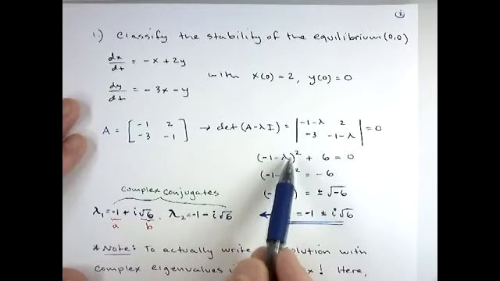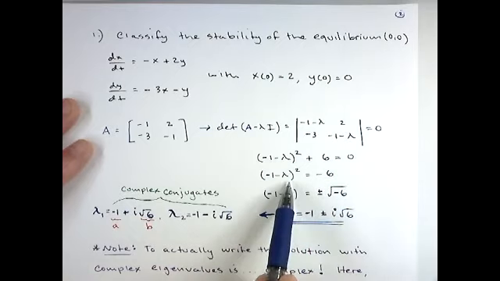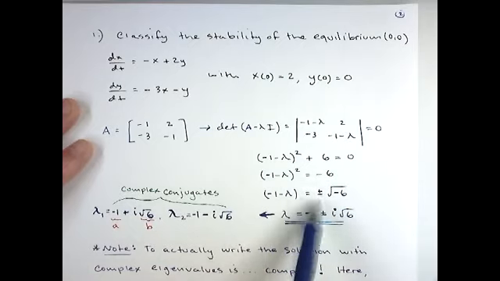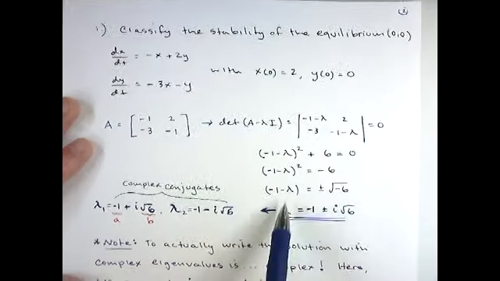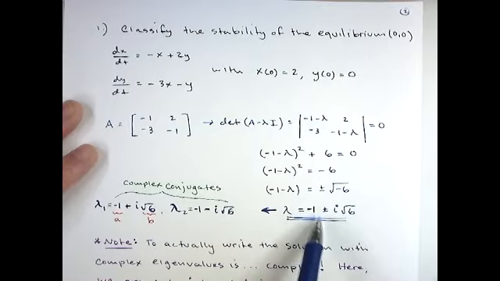Now we could FOIL this out and refactor it, or maybe since it's a perfect square here, what if we just move the 6 over, take the square root, it's going to have to be plus or minus the square root, and then if we solve this for lambda, we're going to get negative 1 plus or minus i root 6. So we have complex eigenvalues.